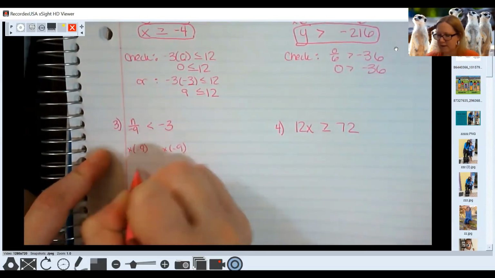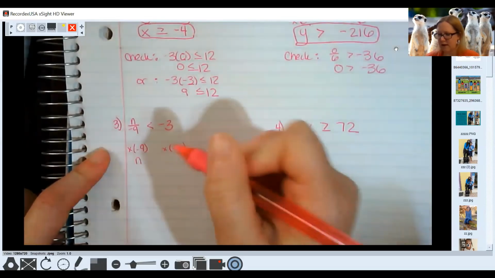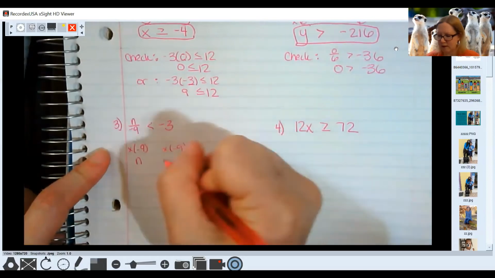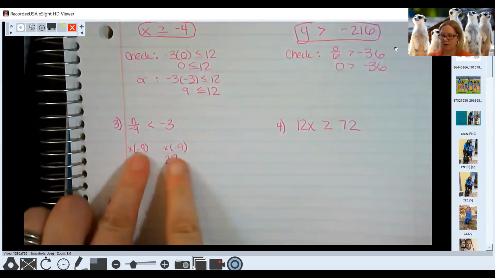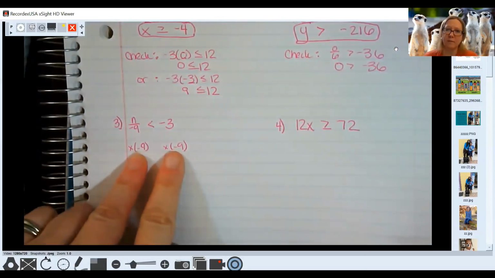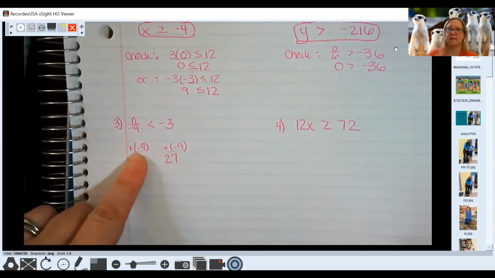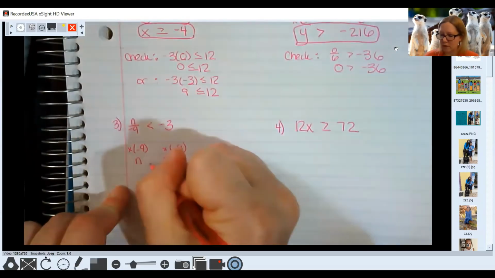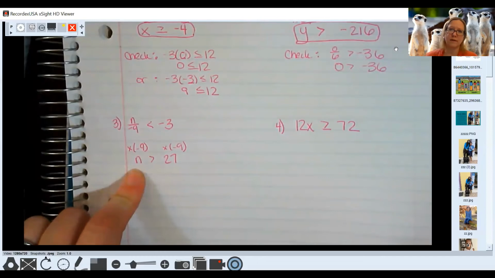All right, that's going to give me n. And over here, -3 times -9 is +27. All right, notice that we did multiply both sides by a negative. So in this case, we reverse the symbol. So our solution is n is greater than 27.